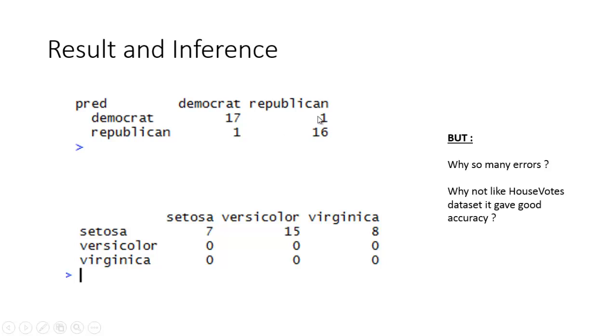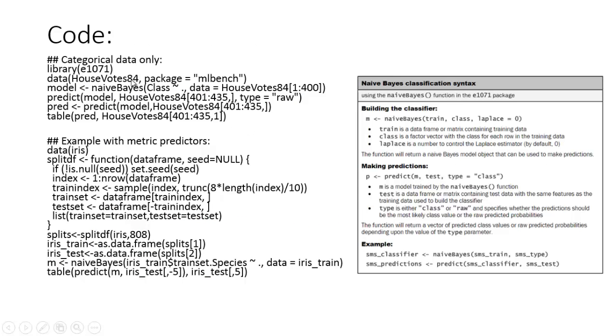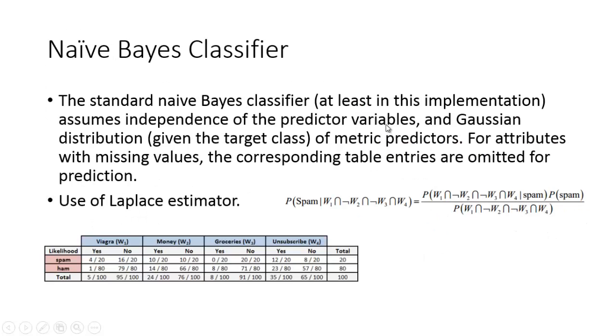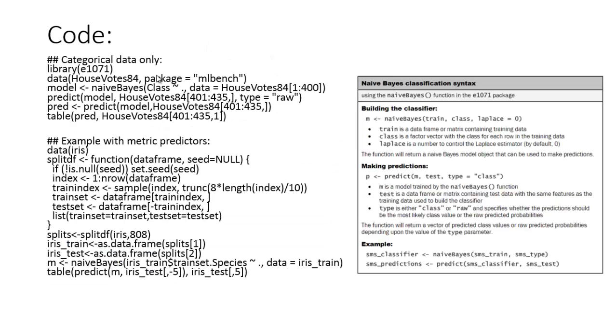So there are in total 2 errors, which are actually false positives and false negatives. So this is good accuracy, but this accuracy is based on the independence of the predictor variables. So be cautious when you choose a naive Bayes classifier that the variables are clearly independent. Why in this dataset are the variables independent?